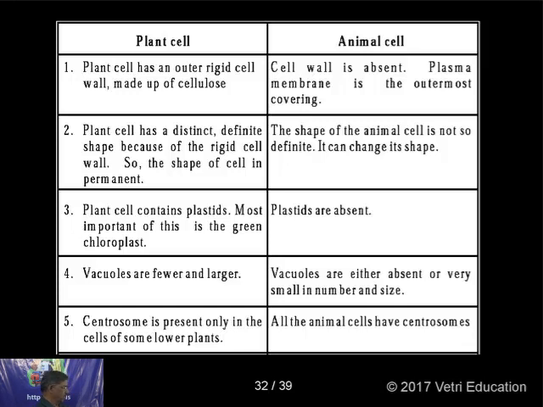Centrosome is present only in the cells of some lower plants, which is very rare, but all animal cells have centrosomes. Because of this you can find the cell division, as I told you already. We will discuss this one later, and you guess what are the organelles which are responsible for spindle formation in plant cells.